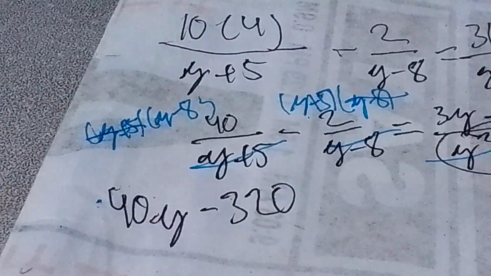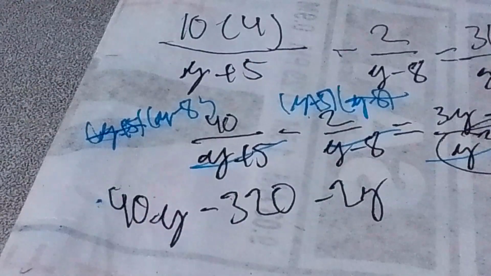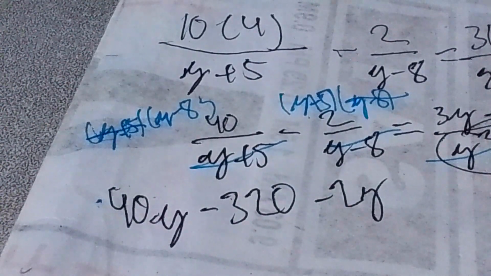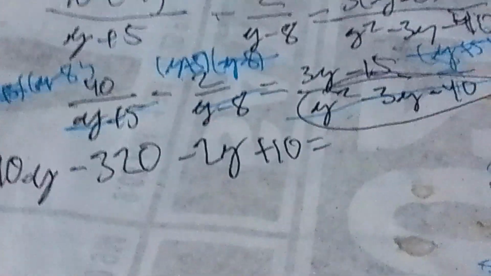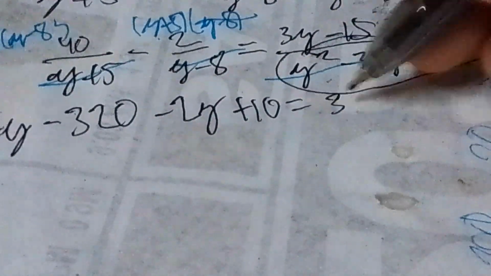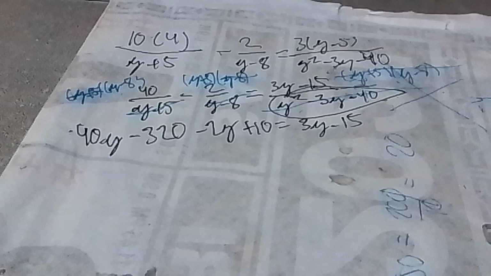2 times y is 2y minus 2y plus 10. Okay? All equivalent, and it's all equivalent to the function of 3y minus 15. Okay? Can you see what I'm doing? Yes, and it should be like that way.